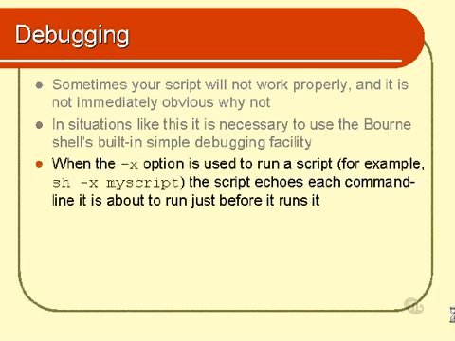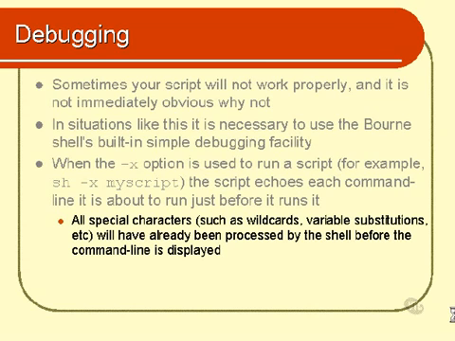It involves running the script with the -x option. The -x option is actually an option to the shell. So you would have to run your shell script like sh -x and then the name of the script, as you can see on the screen. Now what that does is just before each command is about to be run, the shell echoes out to the screen exactly what it's about to run. And the important point about that is that all special characters such as wildcards, variable substitutions and so on have already been substituted or processed by the shell. So you'll be able to see what variables are actually set to and what wildcards actually expand to and so on. So the simplest thing to do is to probably have a look at this.